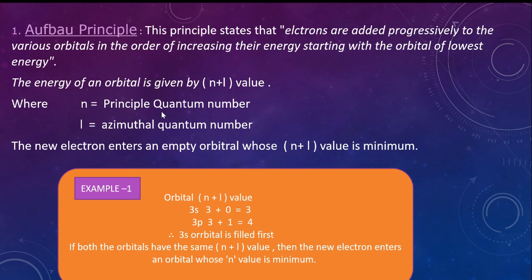So the energy of an orbital is given by n plus l value. As we know, n represents the principal quantum number and l represents the azimuthal quantum number. That means if we sum up the n and l values, whichever has the lower n plus l value, the electron will enter into that orbital first. The new electron enters the empty orbital whose n plus l value is minimum. Okay, so let us see one example.